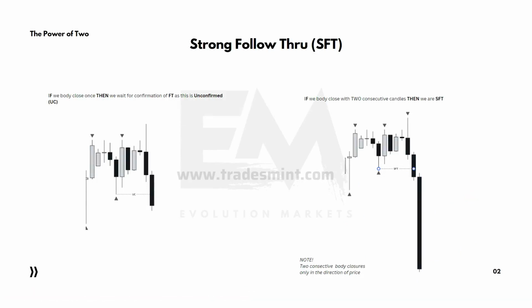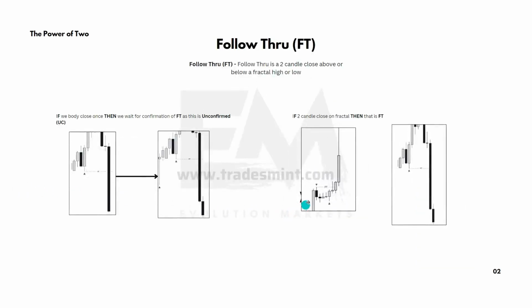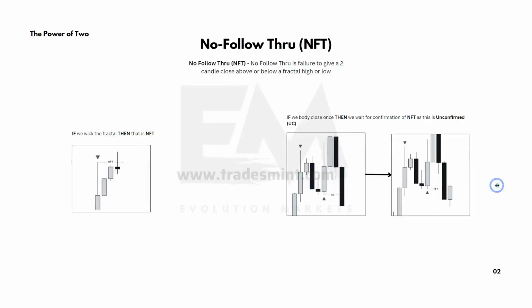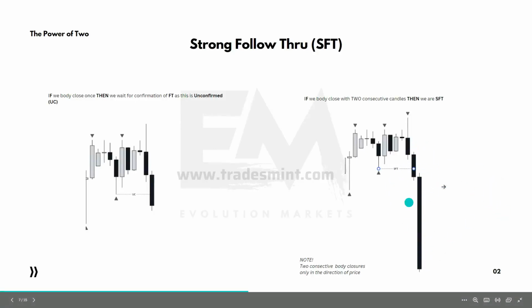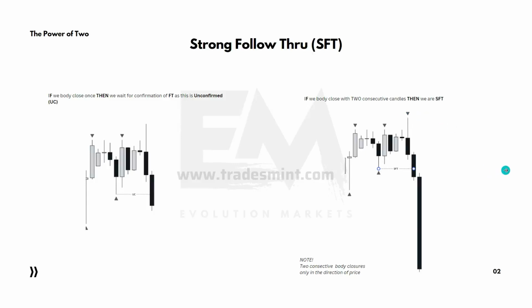SFT and FT, there's not much in it. SFT is an adaptation of an FT. For example, on the FT chart back here, it's quite a good one. See here, we get that wick first, then 2 consecutive. This is FT. It's not SFT. The SFT is those double bearish body candle closures on a fractal low, and on a fractal high it'd be bullish body candle closures.